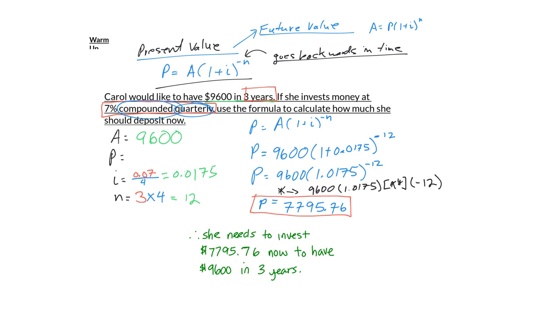in order to have $9,600 in 3 years. Now, that is a powerful thing to have because you can start planning your future when you know how much you have to invest now to have enough for, say, that car that you need in 3 years. Okay? So you let your money work for you. All right? That is the power of present value. So now let's move on to the next lesson.